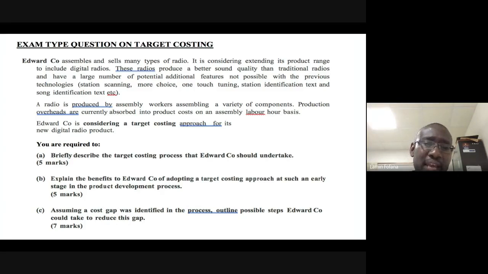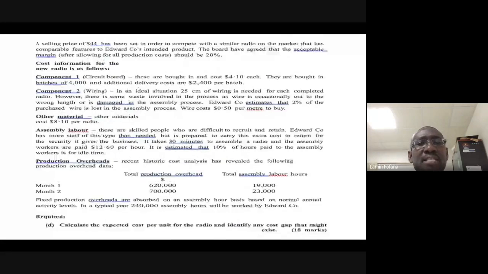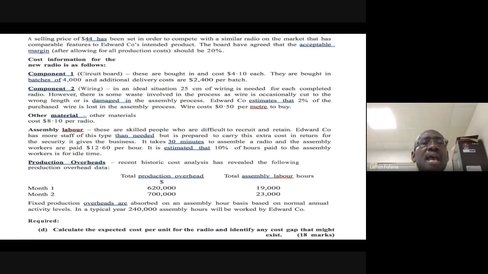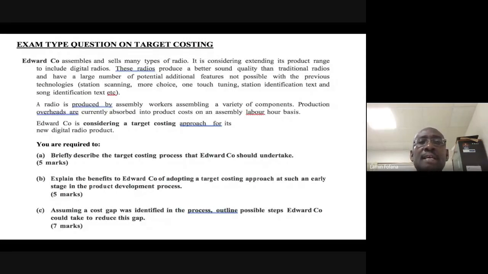Okay? And the next step should be Edwards Limited currently has got a pricing regime. And the pricing regime, the selling pricing regime is a selling price of 44. Okay? Which is after allowing for the board have agreed that acceptable margin after allowing for all production costs should be 20%. So at the moment, Edwards Company Limited is using 20% on their margin, on their selling price as their target profit.